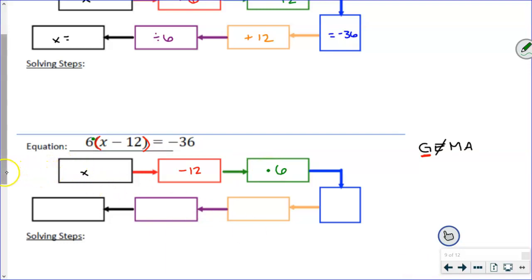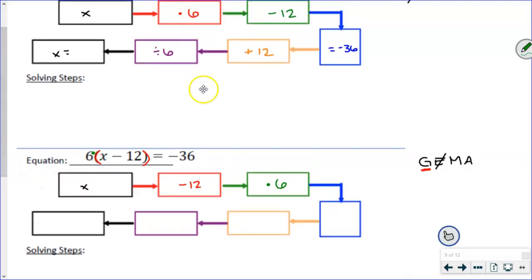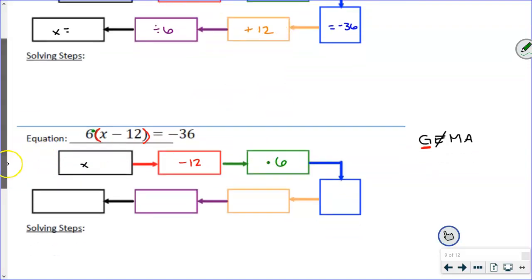Do you see how that's different than up above? Did those grouping symbols change anything? Yeah. A lot more than maybe we initially realized. When I do those things in that order, it's equal to negative 36. So now it's time to undo. I'm going to undo multiplying by 6 by dividing by 6. And I'm going to undo subtracting 12 by adding 12, and I'm going to do it in that order.